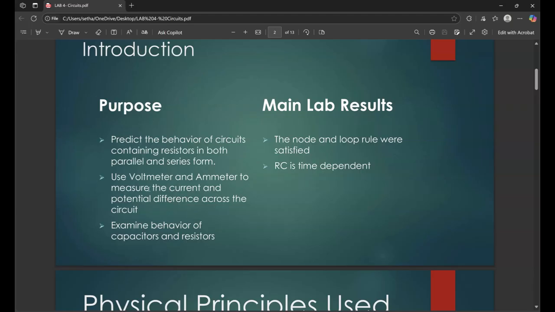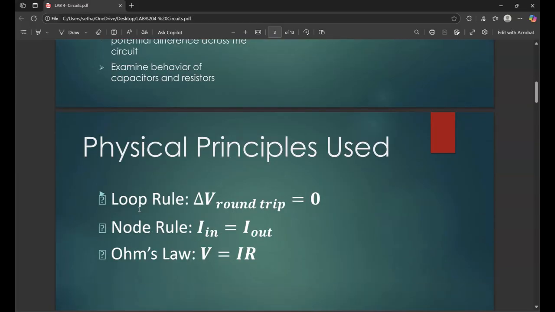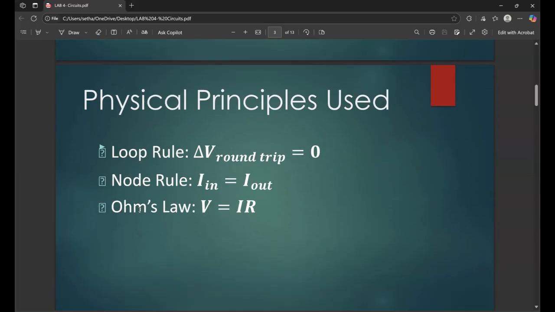For the principles that we used in this lab experiment, we used the loop rule, which is delta V round trip equals 0, the node rule, which says I in is equal to I out, and Ohm's law, which is V equals IR.